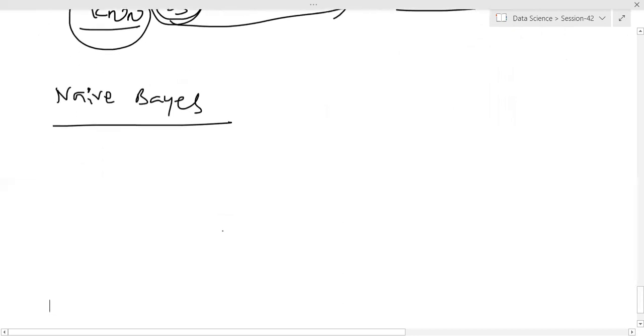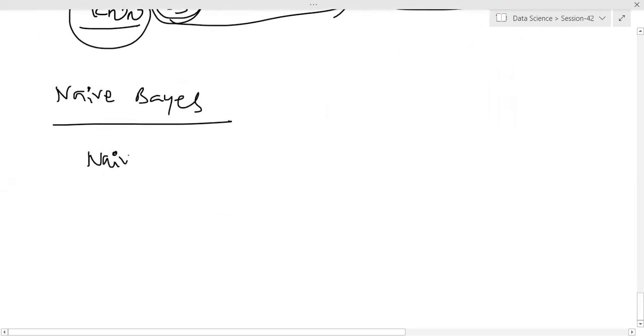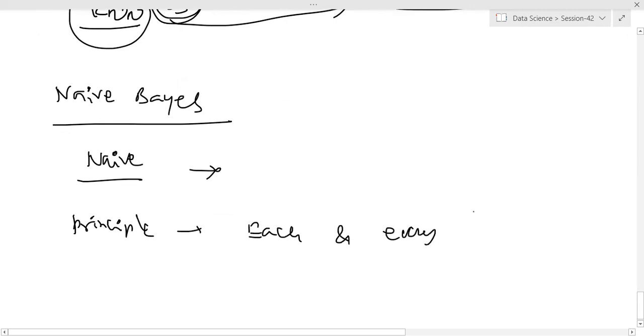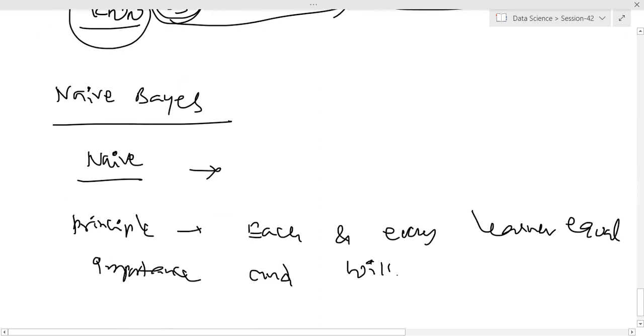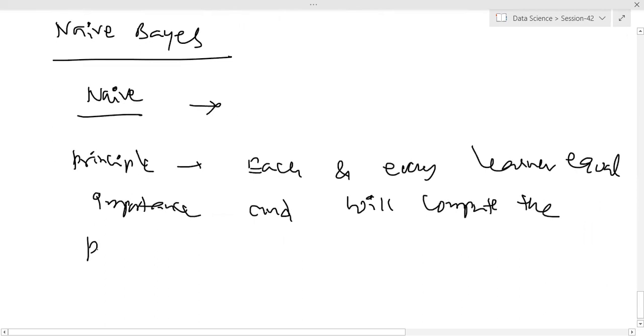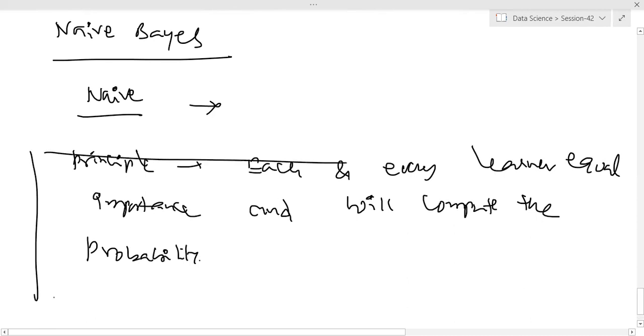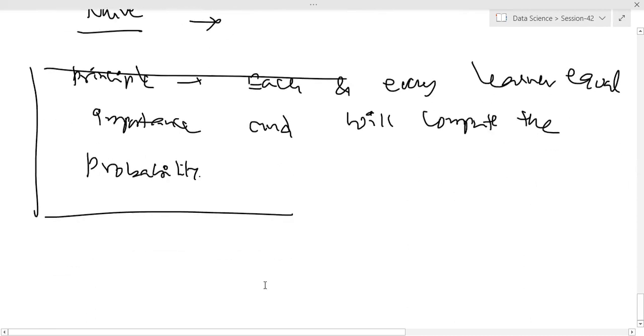What do you mean by the term naive? This is one point I want to ask. And of course, the principle we know pretty well. Each and every feature gets equal importance, and we will give equal importance and compute the probability. This is the principle. Now I will come to that point.